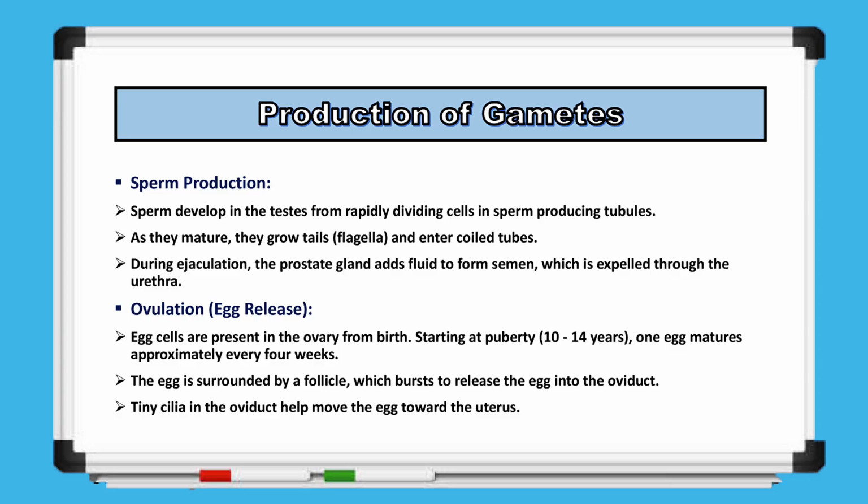In females, the release of the egg cell is known as ovulation. Egg cells are already present in the ovaries from birth, but they begin to mature at puberty, usually between the ages of 10 and 14. Approximately one egg matures every 4 weeks. The developing egg is surrounded by a structure called a follicle, which eventually bursts to release the egg into the oviduct. Tiny hair-like structures called cilia lining the oviduct help move the egg along the tube toward the uterus.